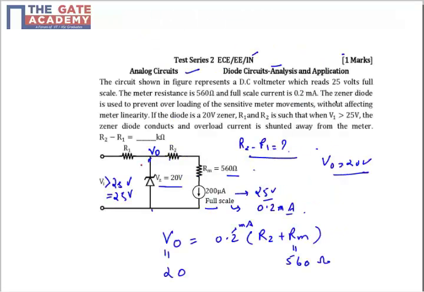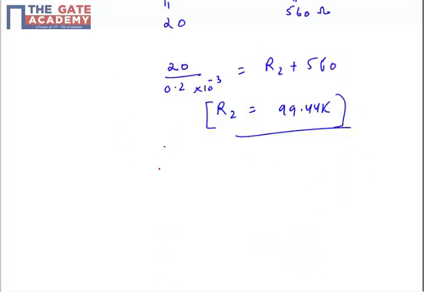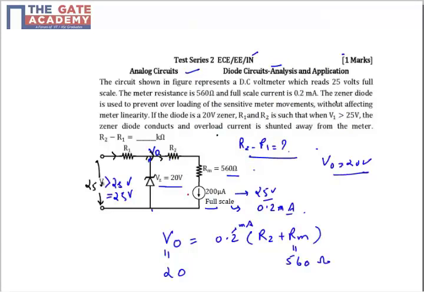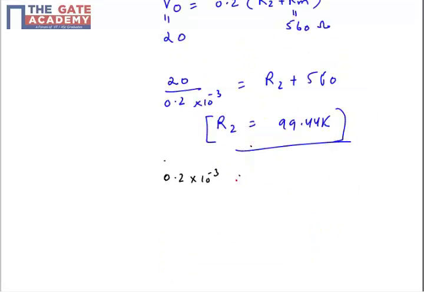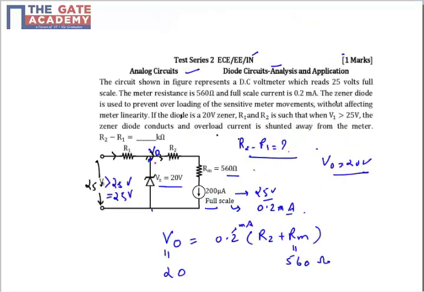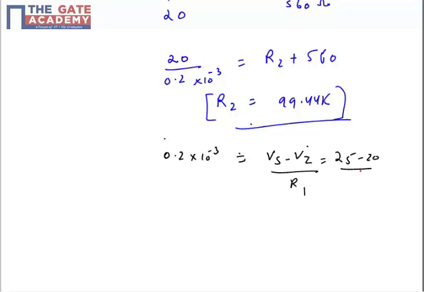Once I have calculated R2, now let's see across R1. Input voltage is 25 because we are taking the limiting case. I am assuming that my entire current is going to the voltmeter, that is, the Zener current should be zero. Under that case, 0.2 into 10 raised to power minus 3 will be the current across R1, the same current which is flowing to the voltmeter. So 0.2 into 10 raised to minus 3 is equal to Vs minus Vz upon R1, where Vs is my supply voltage 25 and Vz is 20 volt. So it will be 25 minus 20 by R1, or R1 will be equal to 5 upon 0.2 into 10 raised to power minus 3, which is nothing but 25 kilo ohm.